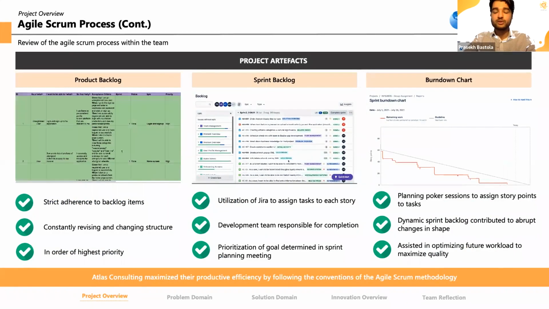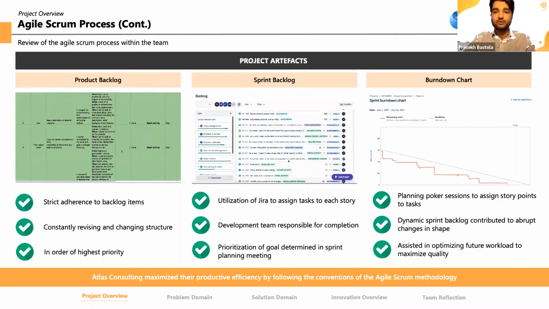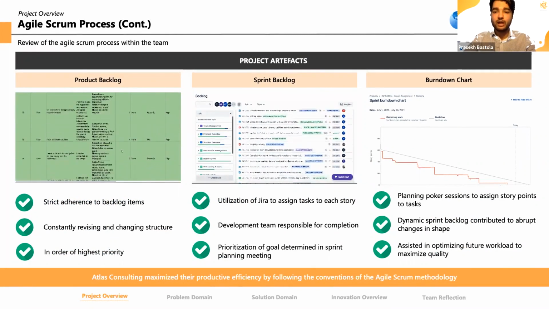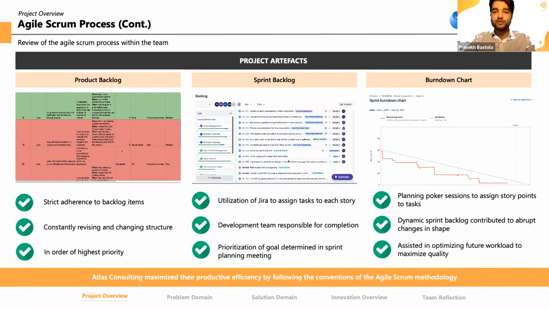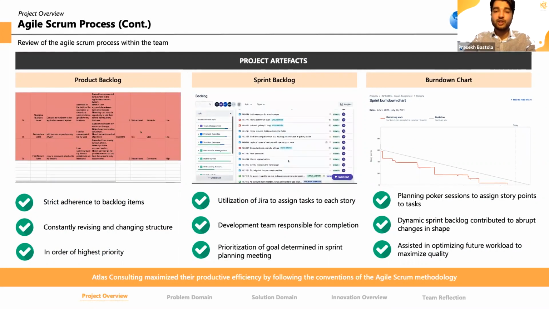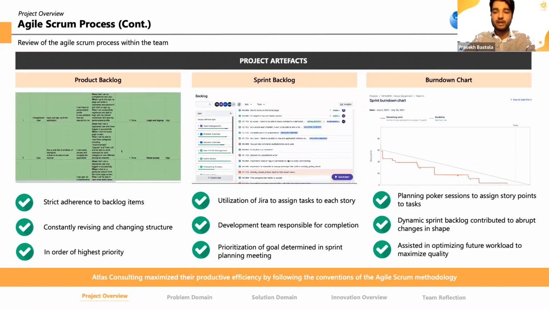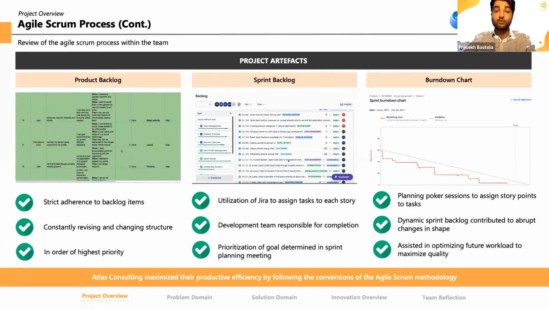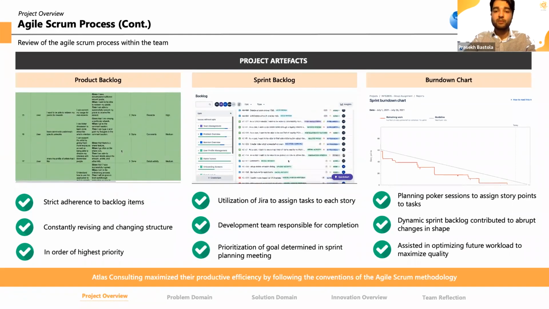Our product backlog was kept fluid but strictly adhered to fulfill our vision. Individual tasks were prioritized within our sprint backlog in Jira based on our predefined user stories. The development team then converted these user stories into a functioning product backlog following our sprint planning. As our sprint backlog changed, our burn down chart went through abrupt changes, which assisted in optimizing our workload for future sprints.